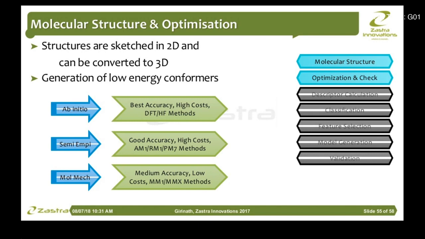Then comes a bit more low accurate, that is molecular mechanics, where we try to do it at a low cost, which is MM1 or MMX methods, or MMFF94 force field based methods. They are all molecular mechanics. They do optimize much more quickly, but your conformations are not that accurate. The global minima won't be that accurate.